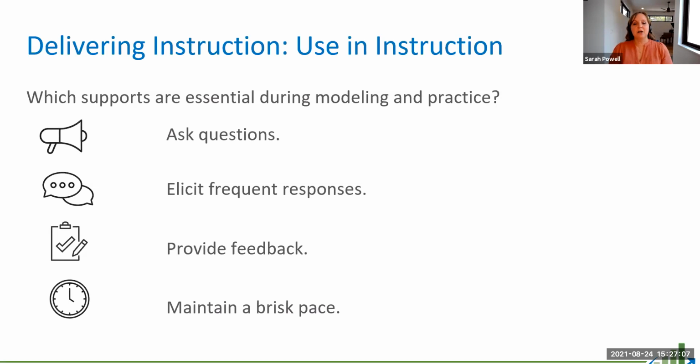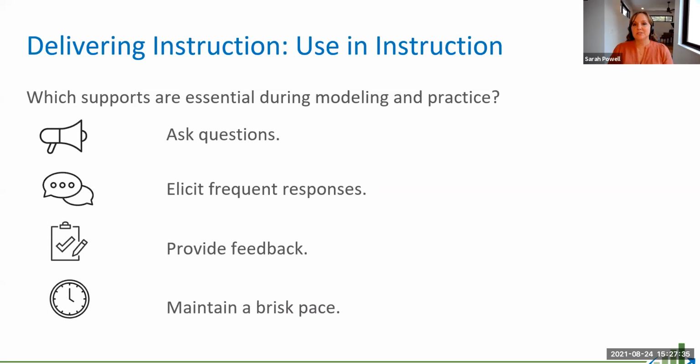And then finally, we talk about maintaining a brisk pace. So are you yourself organized? Are you ready to do the lesson? Do you have all of the materials? Are you ready to go? Oftentimes when we're teaching students with disabilities, we don't have a lot of time with these students. So if you have a 25-minute intervention session, we need to maximize those 25 minutes. So it's really important to maintain a brisk pace and be ready to go with your teaching.